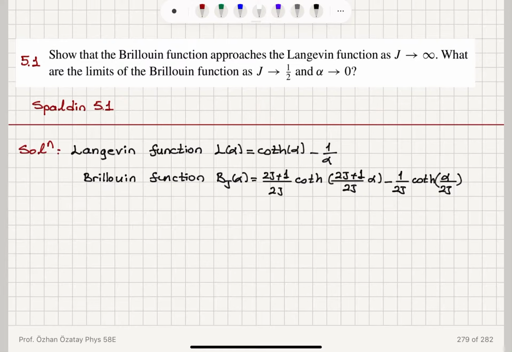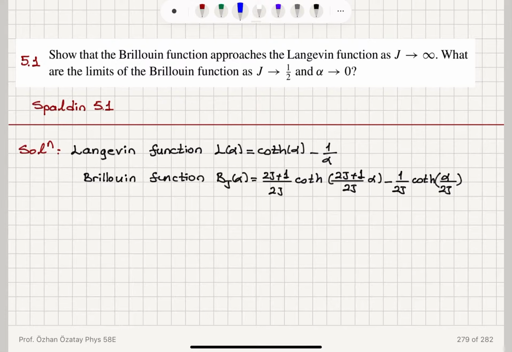So we recall the Langevin function. L as a function of alpha is cotangent hyperbolic alpha minus 1 over alpha. And the Brillouin function is dependent on the total angular momentum quantum number j. As a function of alpha, it's (2j plus 1) over 2j, cotangent hyperbolic of (2j plus 1) over 2j alpha, minus 1 over 2j, cotangent hyperbolic of alpha over 2j.